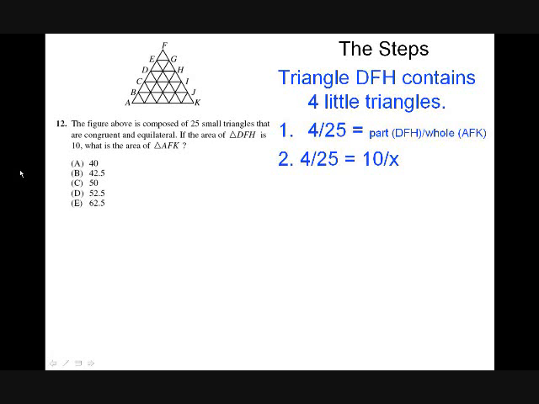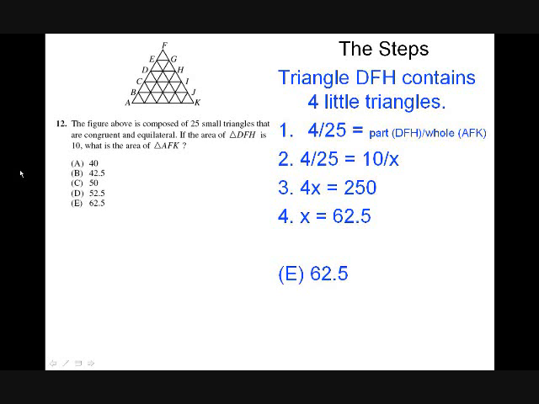Similar to how we did the last problem, we have an equation with an unknown value x. We're just going to cross multiply. When we do that, we get 4x is equal to 250. We want to find the area, which is the value x. So we're just going to divide both sides by 4, and we get x equals 62.5. So your answer would be E.